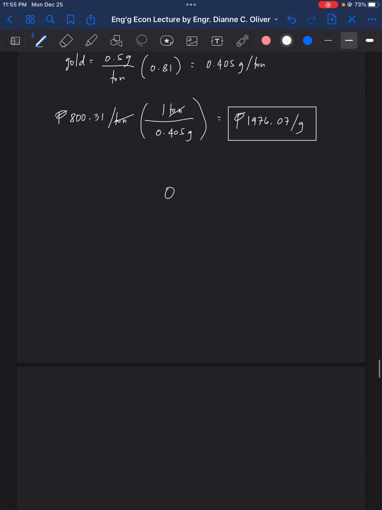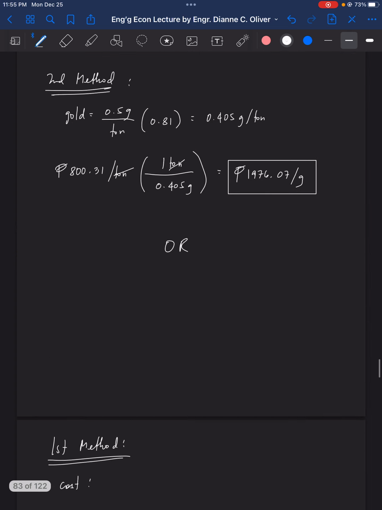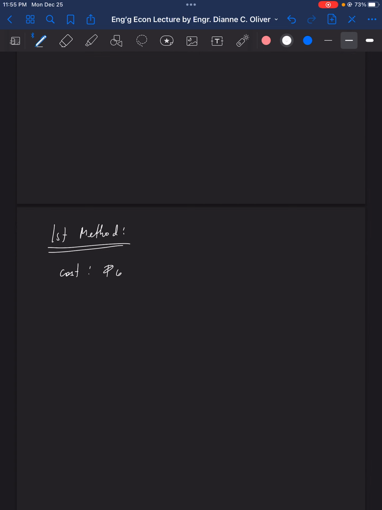Or another method here, or another solution. So for the first method, we will solve via the cost. The cost for the first method here is 679.80. 679.80, that is per ton. So multiplied with, so in 1 ton, we are to recover 93% of gold.